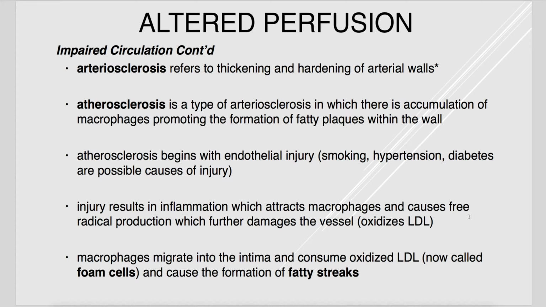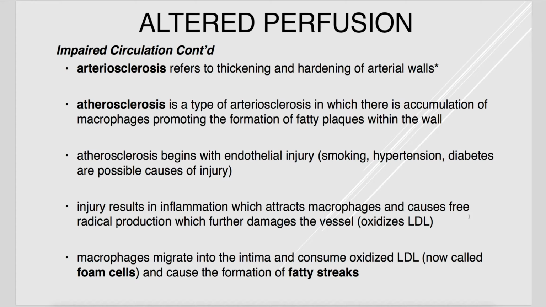As more of these macrophages migrate into the intima, that's the tunica intima, which is that endothelial layer of the blood vessel, they will consume this LDL that they oxidized. And when they consume those, they're called foam cells, because if you look at them under the microscope, they look foamy. They look like macrophages that are full of fat.